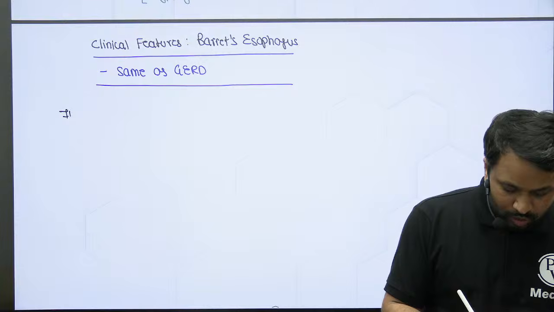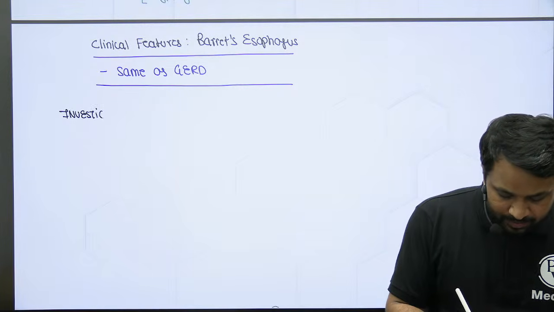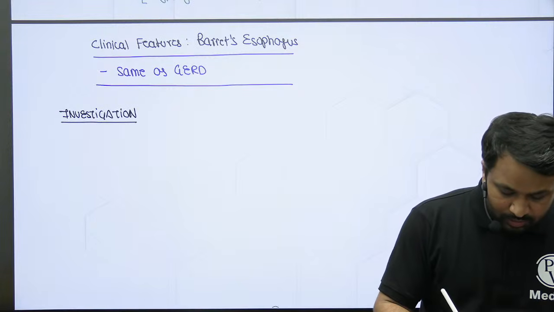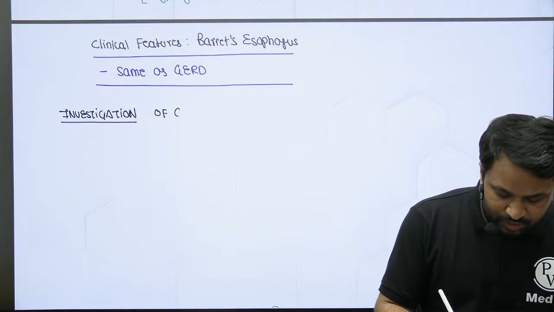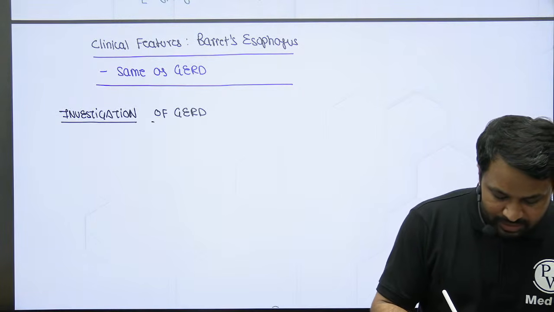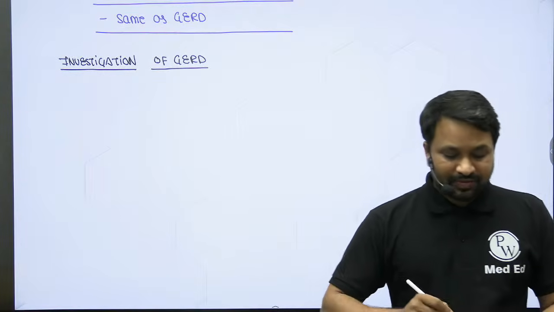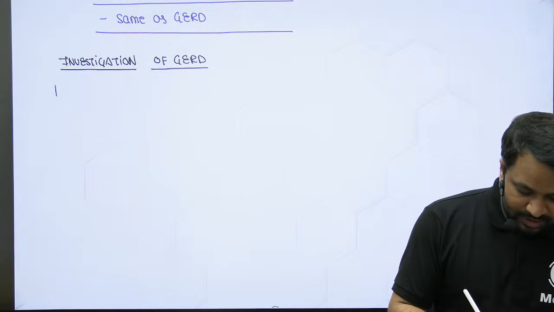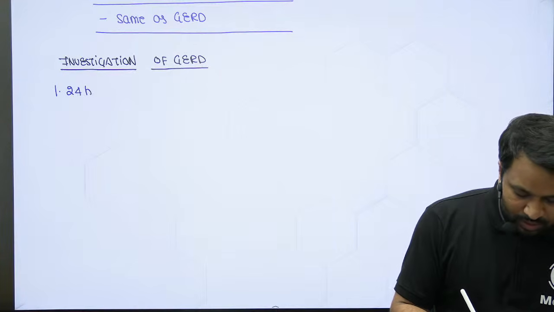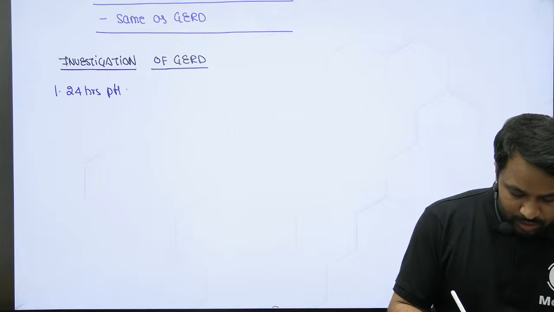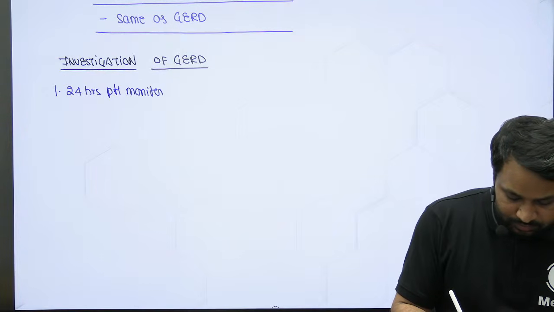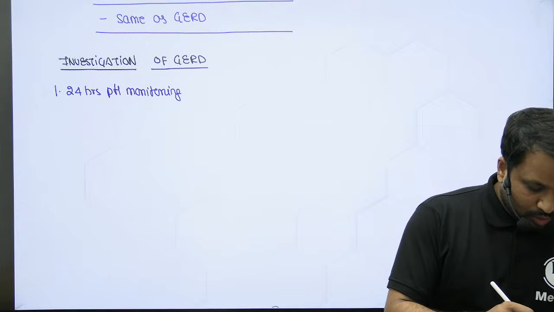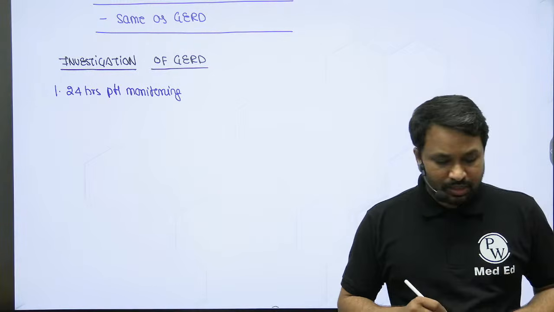So when you're trying to investigate the GERD, we'll talk about the investigation of GERD first, and then we'll talk about the investigation of Barrett's esophagus. In the investigation of GERD, whenever you're suspecting a patient with GERD, the first investigation will be a 24 hours pH monitoring. The first thing that you're going to do is a 24 hours pH monitoring.